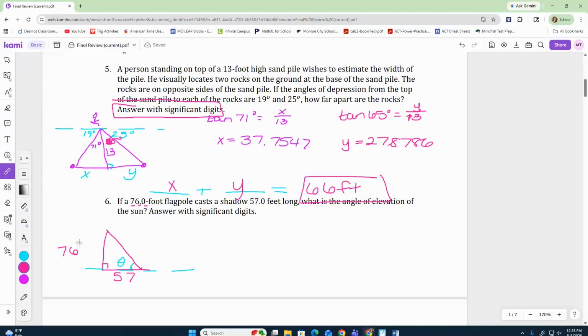So again, that's opposite and adjacent. So we could say the tangent of theta equals the opposite side over the adjacent side. Then if we don't know an angle, how do we find it? Inverse. So you type in tangent inverse. So we get 53.1 degrees because I said significant digits.